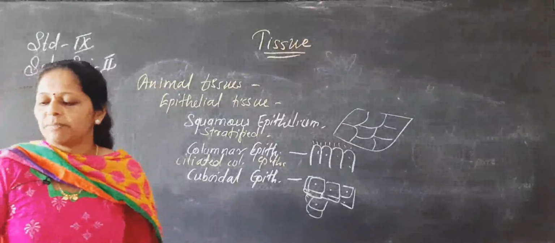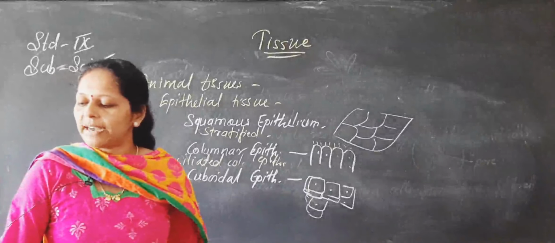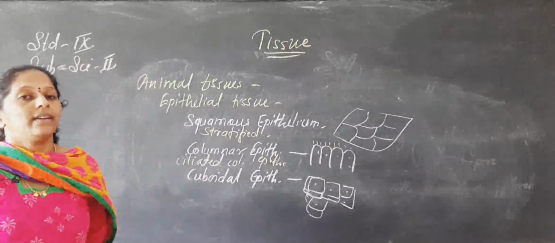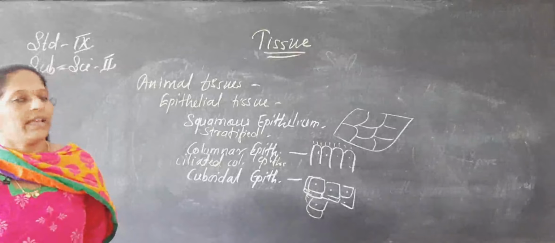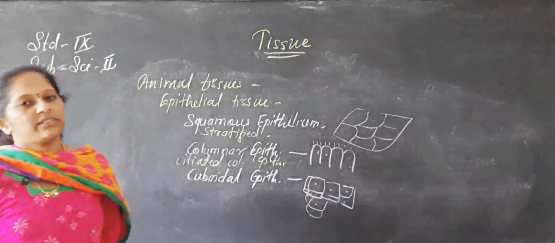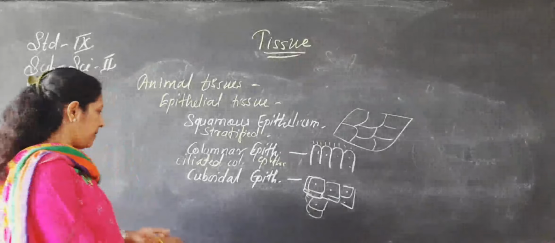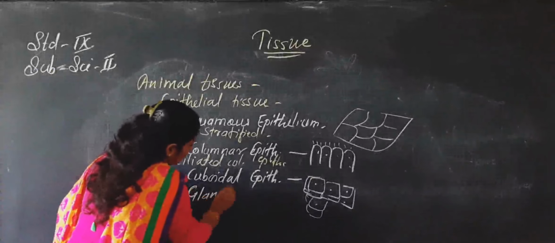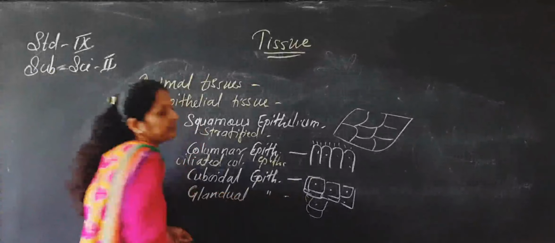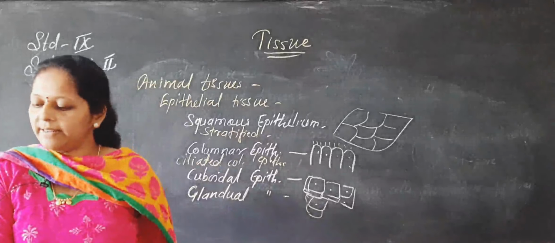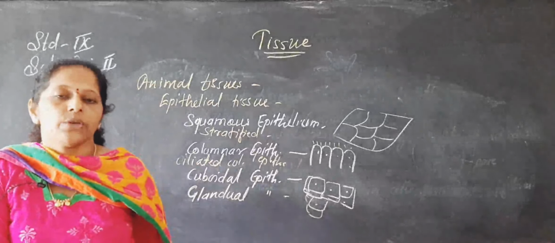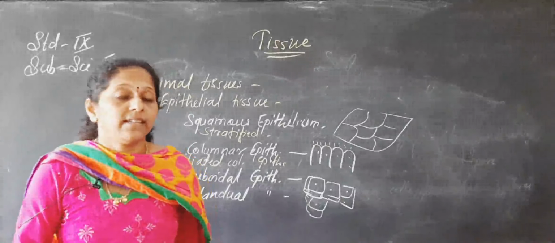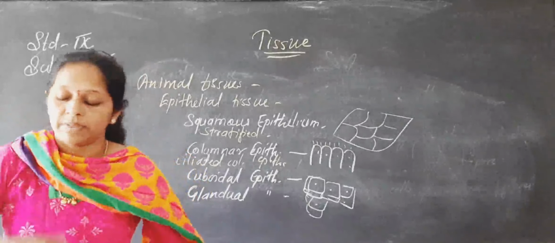Sometimes a portion of the epithelial tissue folds inward and a multicellular gland is formed. This is the glandular epithelium, which secretes substances. On some surfaces, secretion is necessary, and that is done with the help of glandular epithelial tissues.